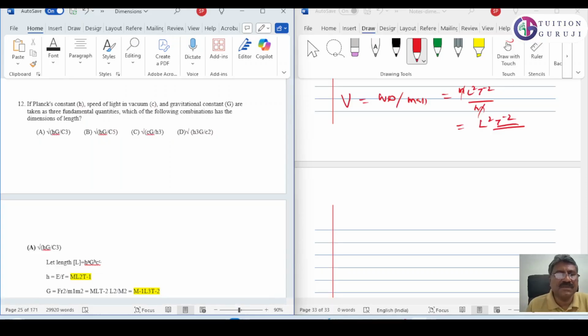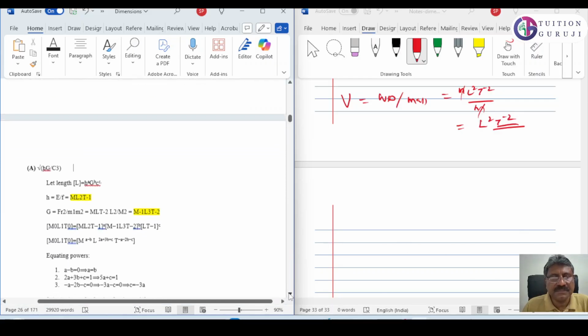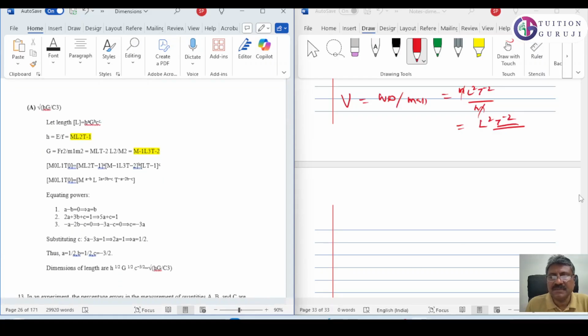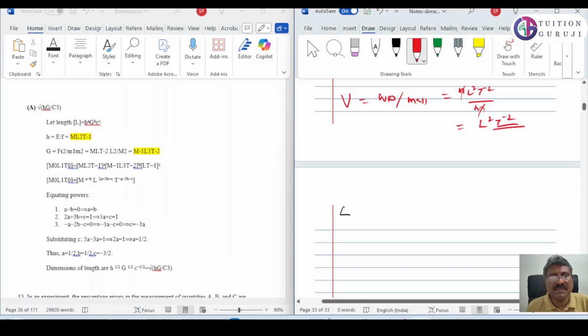Now, next question: the Planck's constant h, speed of light c, and gravitational constant G are taken as 3 fundamental quantities. Which of the following combinations have the dimensions of length? Let us find the dimensions of length. Length is proportional to h raised to a, G raised to b, Planck's constant and gravitational constant, and c raised to c, the velocity of light.